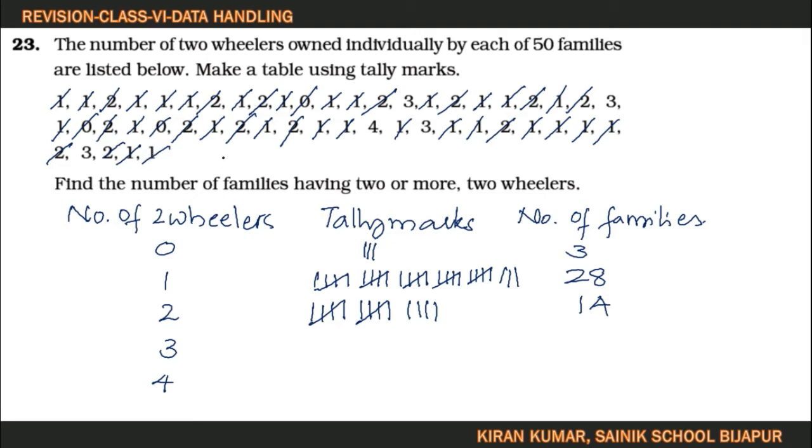Next we have 3 number of two-wheelers. How many families? 1, 2, 3 and 4. There are 4 families with the number of two-wheelers as 3. 4, only 1 is there. So let's add them to get the total families. 4 plus 1 is 5, 19. 19 plus 28 is 47, plus 3 is 50.